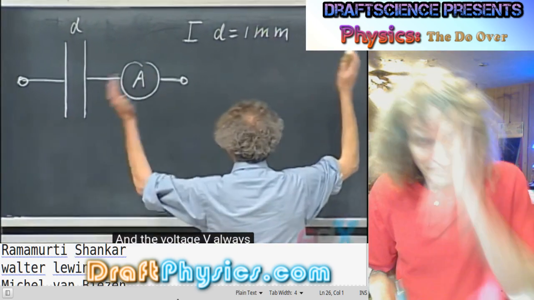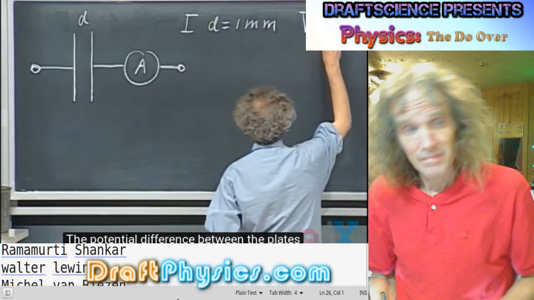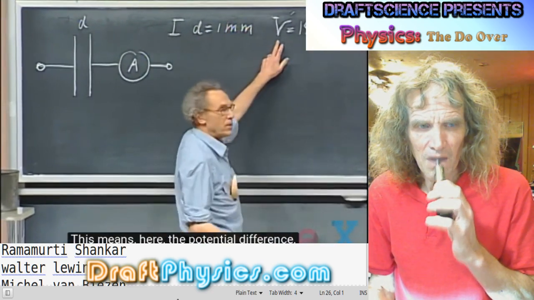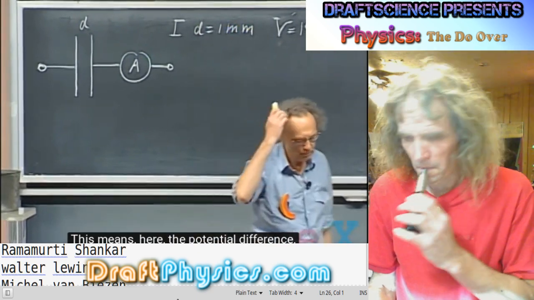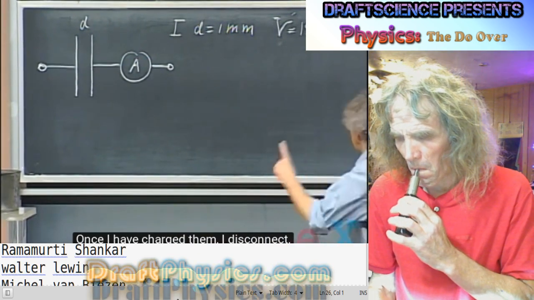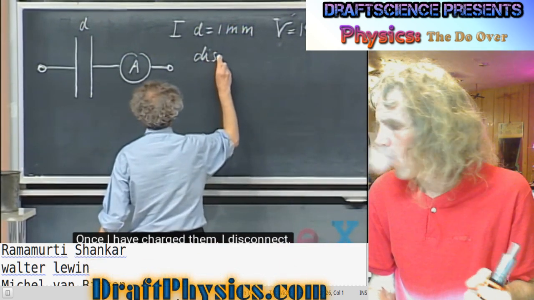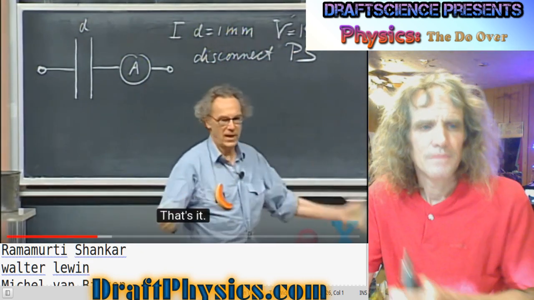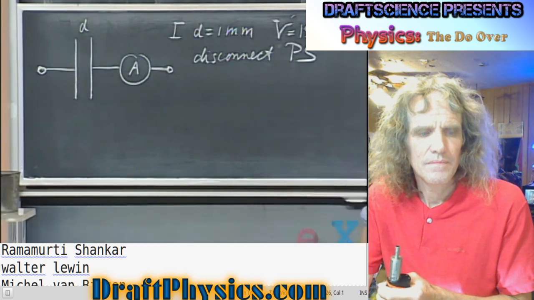And the voltage, V always means the voltage, the potential difference between the plates, is going to be 1500 volts. Forgive me for the 2 V's, I can't help that. This means here the potential difference, and this is the unit in volts. Once I have charged them, I disconnect. This is very important. I disconnect the power supply, for which I write PS. That's it. So the charge is now trapped.